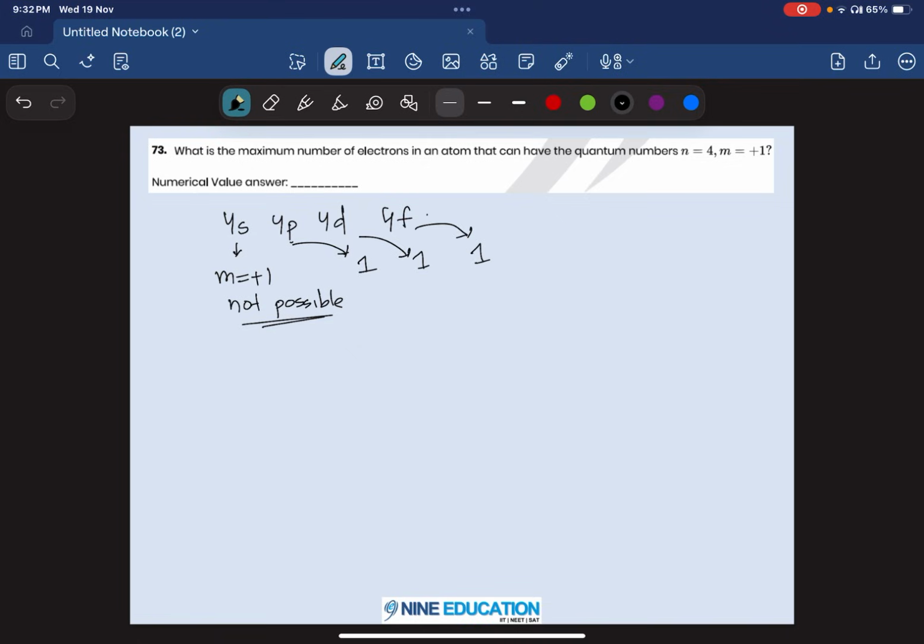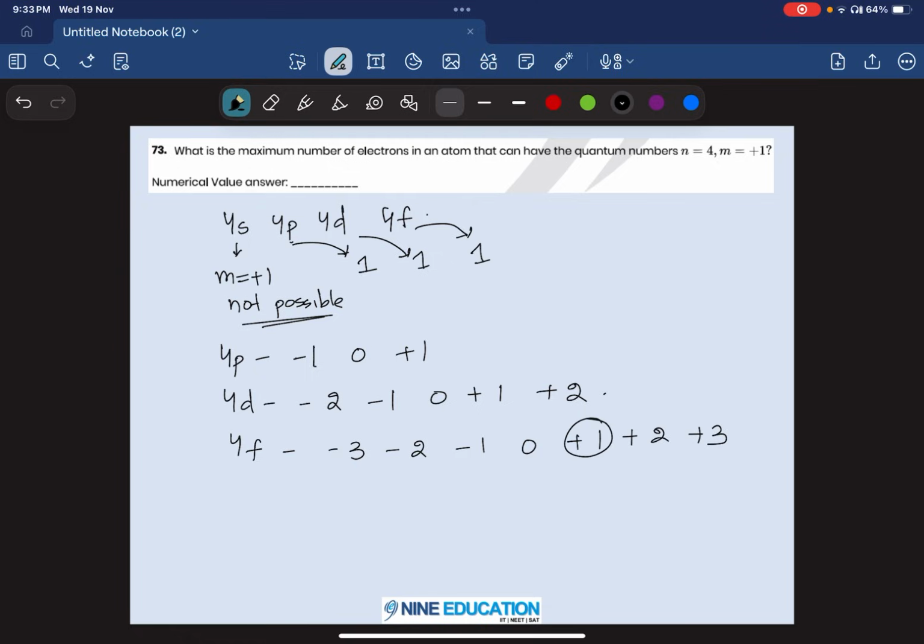Why? Because the magnetic quantum number ranges from minus l to plus l. Here for 4p, l is 1, so minus 1, 0, plus 1 are the possible magnetic quantum numbers. For 4d, minus 2, minus 1, 0, plus 1 and plus 2 are possible. For 4f, minus 3, minus 2, minus 1, 0, plus 1, plus 2 and plus 3 are possible. So here one orbital in each has plus 1 as its quantum number. And each orbital has two electrons.